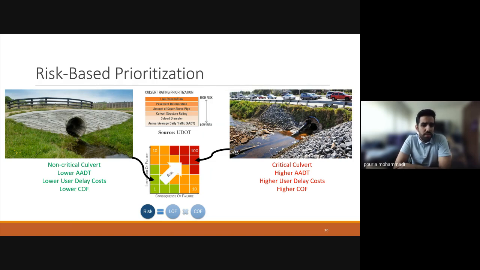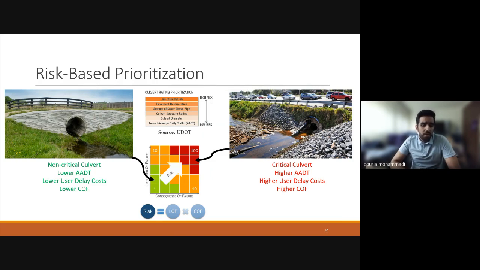As you can see in the equation at the bottom of the slide, a risk factor is calculated by multiplying the likelihood of failure by the consequence of failure. In other words, identifying the culverts with higher probability of failure may not be enough because we don't have the budget to inspect all culverts. So another factor called consequence of failure comes into play.